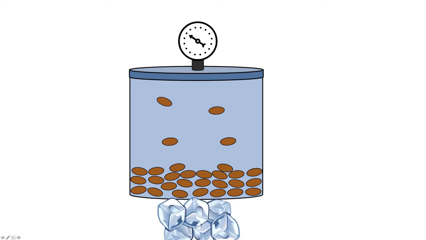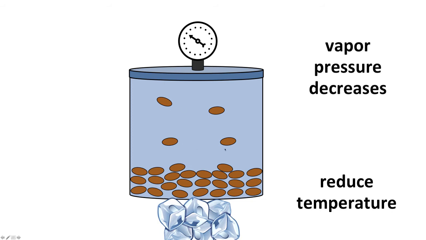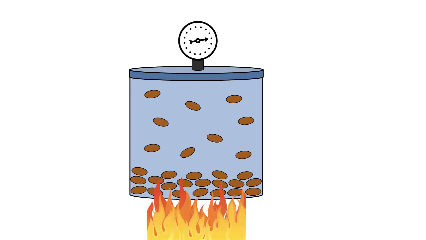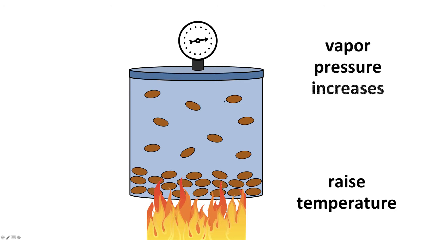If we cool our substance down and reduce the temperature, fewer molecules have enough energy to escape into the gas phase, and the vapor pressure becomes lower. It decreases. Conversely, if we heat the substance up and increase the temperature, more molecules have enough kinetic energy to escape from the liquid and become gas, and our vapor pressure becomes higher. It increases.